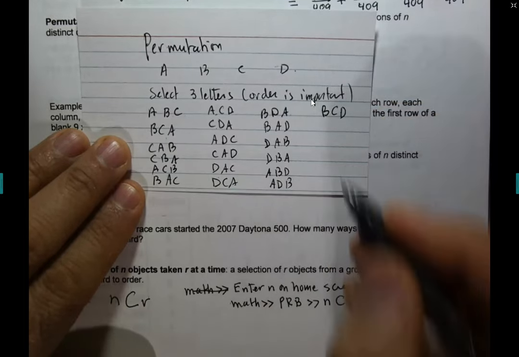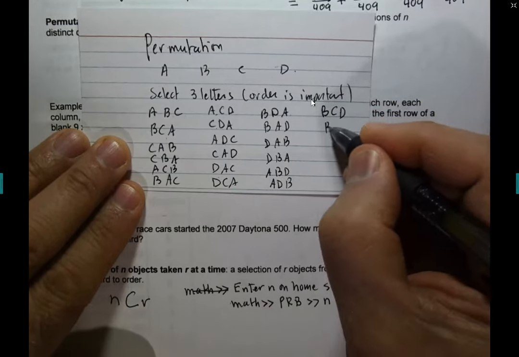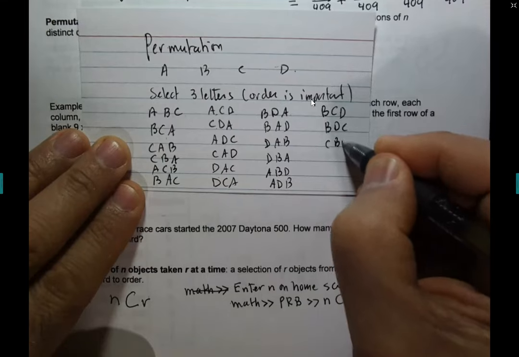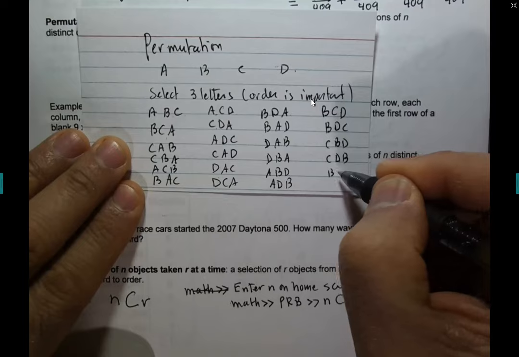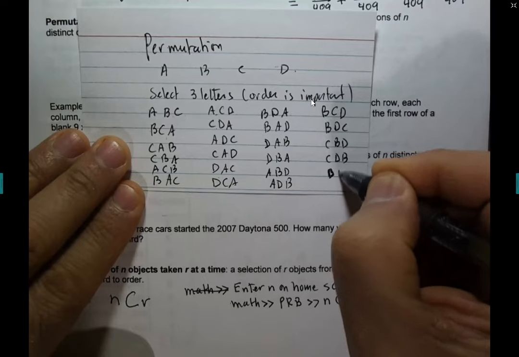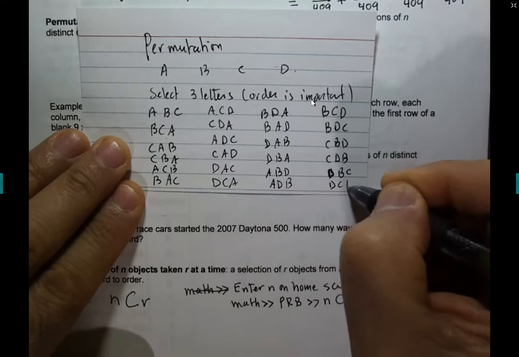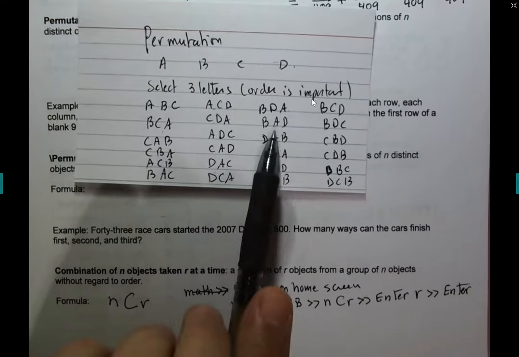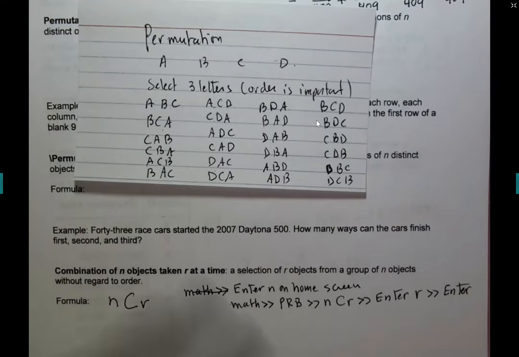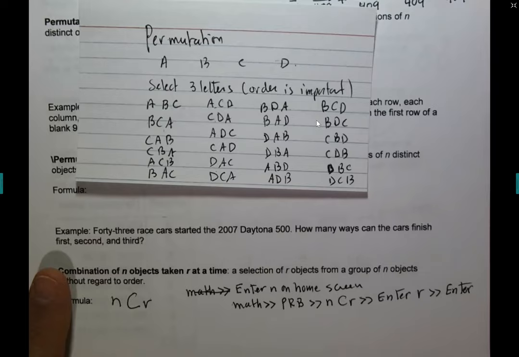And six choices, guys. BDC, CBD, CDB, what else? DBC, and DCB. Can you count them all together, guys? How many all together? Six, six, six, six. What's the total? 24. Yep. And now you want to see how the formula can do it for you.